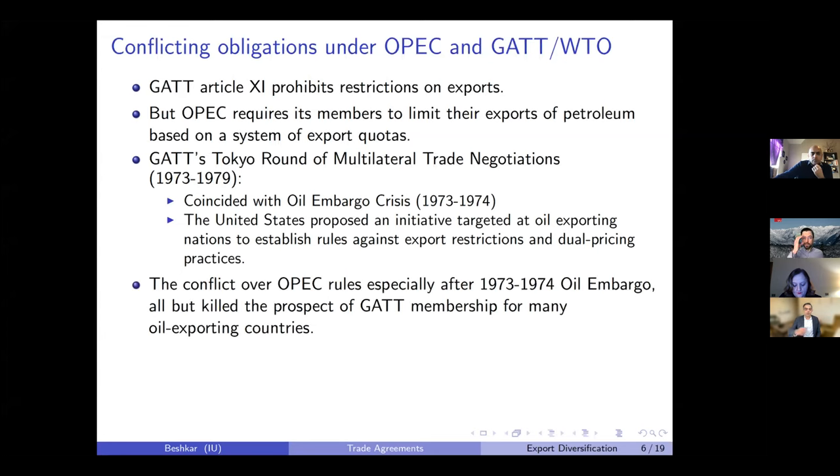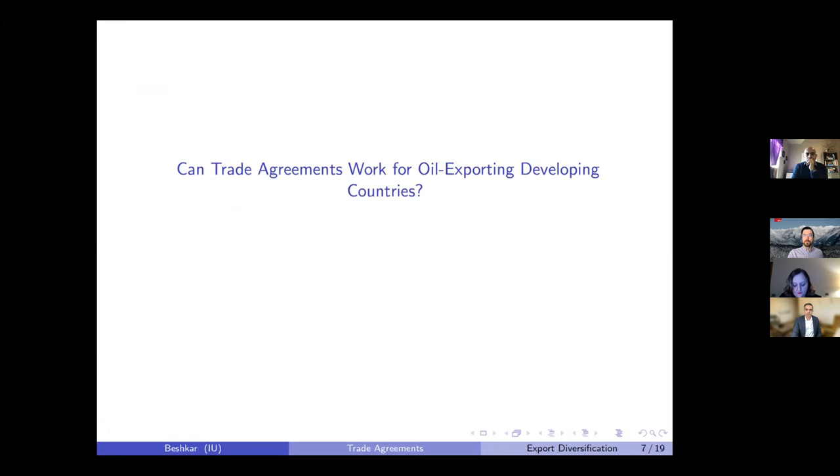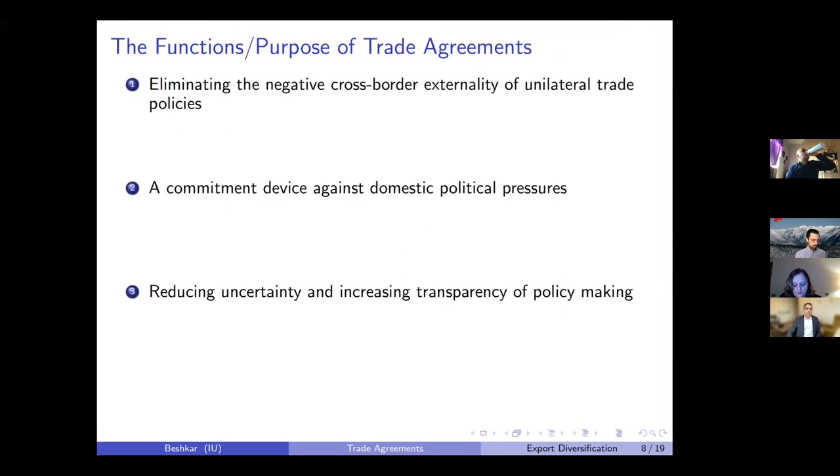So again, that shows how difficult it was for OPEC members and major oil exporting developing countries to join the GATT and then the WTO. So given all of that, this gives a very disappointing view about the benefits of trade agreements for oil exporting countries, but the image may not be as bad as I just mentioned, because there are multiple functions and purposes that a trade agreement could have theoretically.